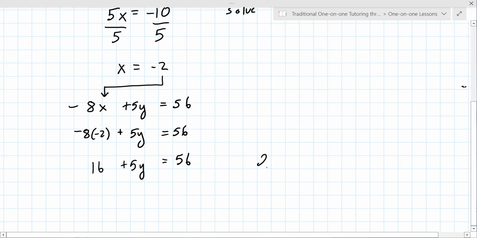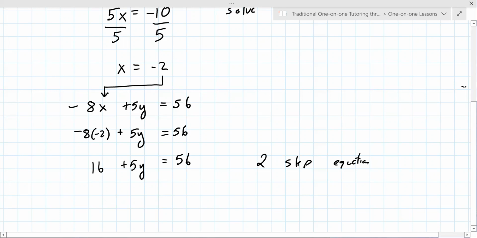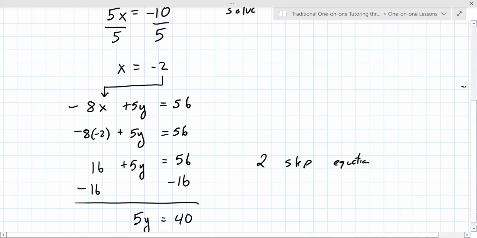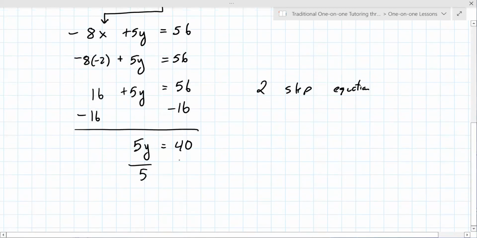Now how do you solve this two-step equation? What do you undo first? You have to subtract 16 from both sides. Yes, that's what you need to do. Then 56 minus 16 is 40, and then divide both sides by 5, and that equals 8. Yes, divide both sides by 5 and y equals 8.